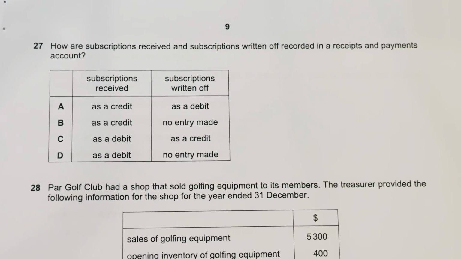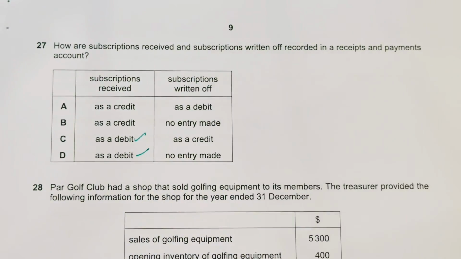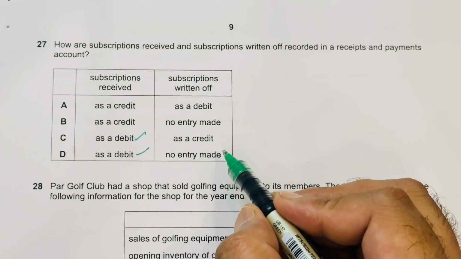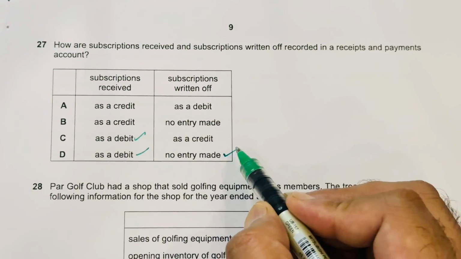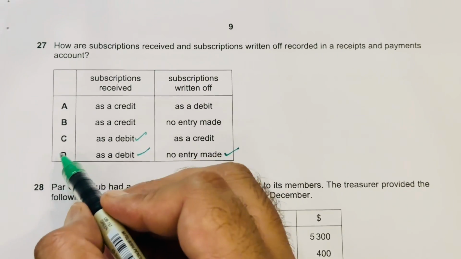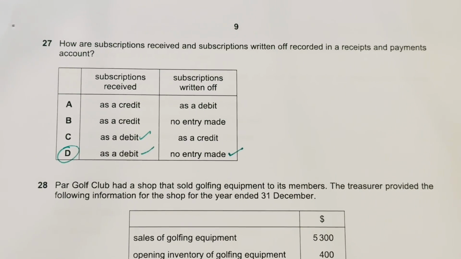We know that subscription received, being a liability, has the nature of a credit balance, and subscription written off should not be debited or credited. So it is shown in option number D. No entry is made. So option number D is the right choice for question number 27.